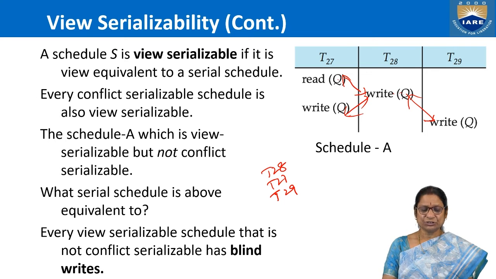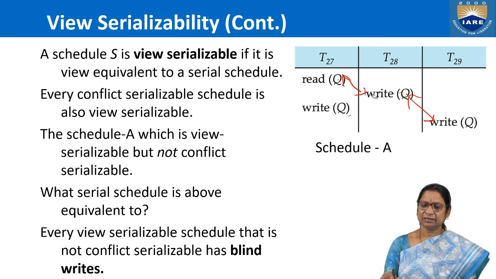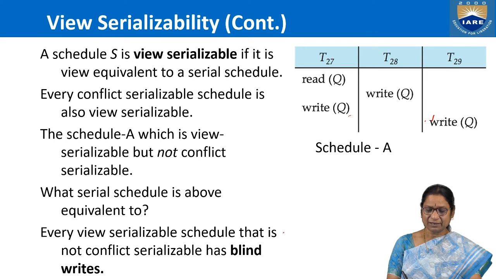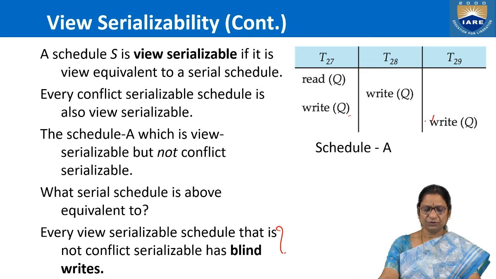So what is the conclusion now? If a schedule is view equivalent, it need not be conflict equivalent. But if a schedule is conflict equivalent, then it is view equivalent. So every view serializable schedule is not conflict serializable, but a conflict serializable schedule is also view serializable. Why? Because every view serializable schedule is not a conflict serializable schedule.